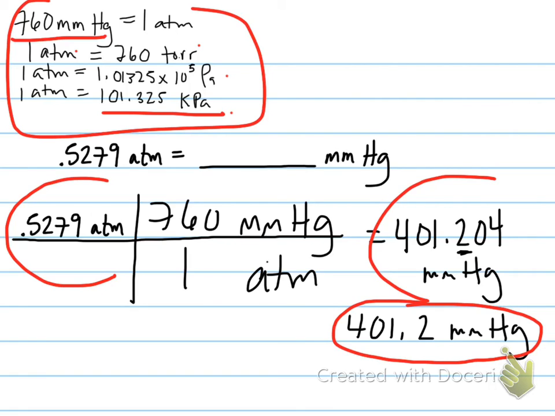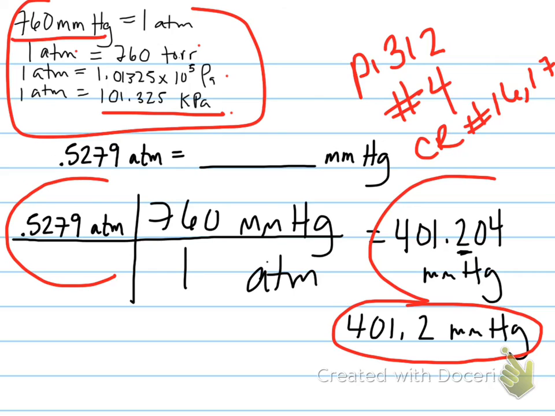Okay. So assigned on these, page 312, that's section review number 4, and then the chapter review numbers 16 and 17. I'll give you a few minutes to work on those, get through at least the first couple, and then we'll move on to some other stuff.